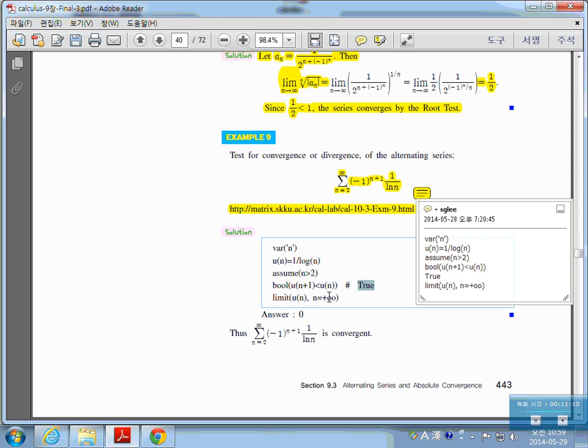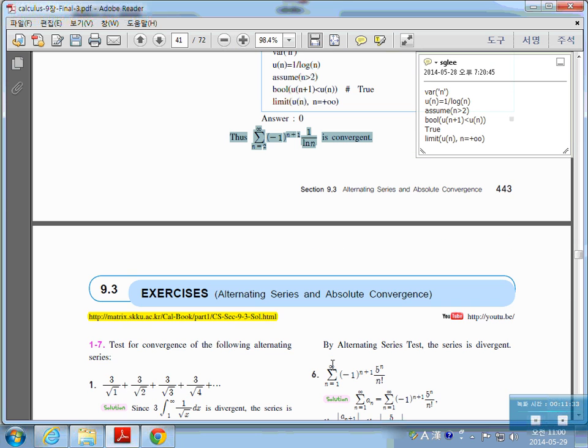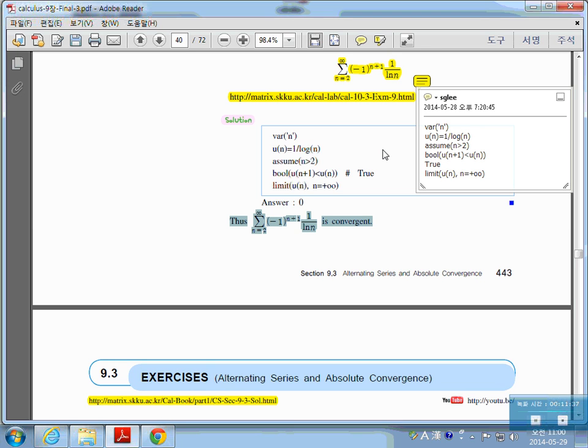And then next, find the limit of the nth term, the limit of b_n. It gives us 0 as the limit of the b_n term. So it satisfies the two conditions of the alternating series test. So we can conclude the given alternating series converges. Okay. So this is a very typical code for checking the alternating series test for any problem.